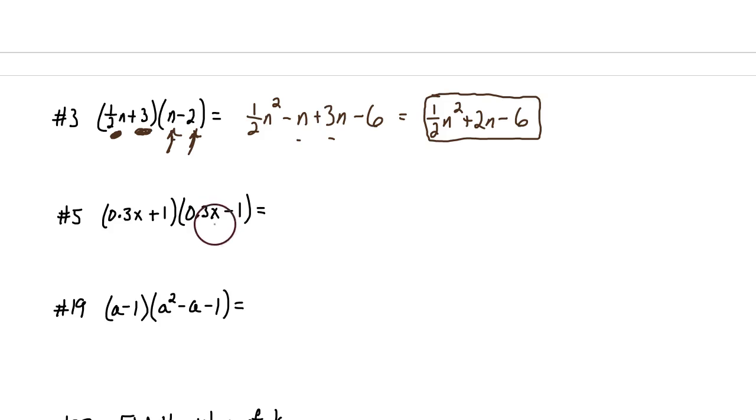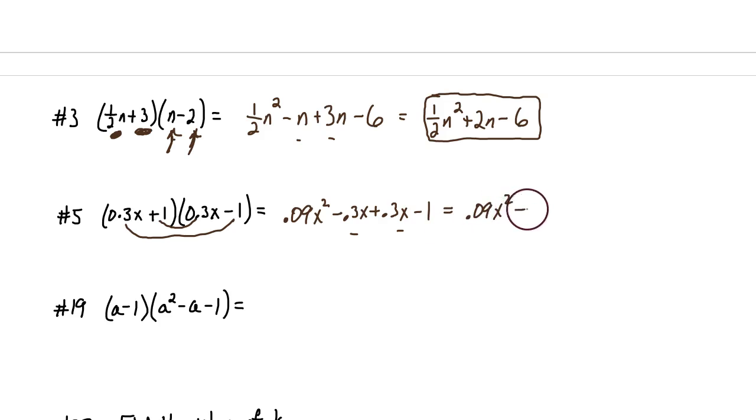0.3x times 0.3x makes 0.09x squared. 0.3x times negative 1 makes negative 0.3x. Now our inner product, positive 1 times 0.3x makes positive 0.3x. And now our last, positive 1 times negative 1 is negative 1. Combine the x terms together. 0.09x squared minus 1.